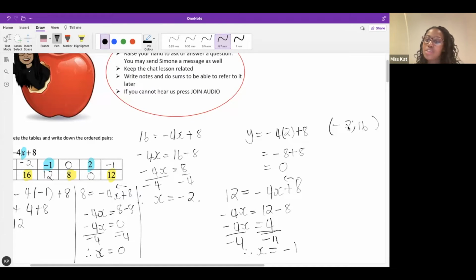You can't just tell me what to write. You must tell me exactly what to write. Okay, so it's open bracket, negative 2, semicolon, 16, close bracket. Next one is open bracket, negative 1, semicolon, 12, close bracket. Next one is open bracket 0, semicolon, 8, close bracket. Nice. Next one.